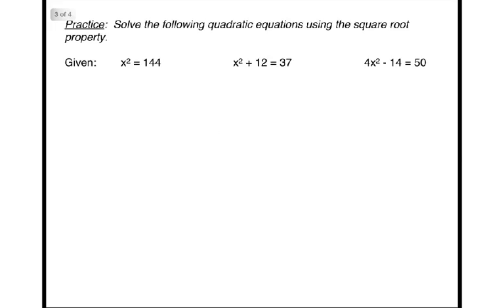Here are some practice problems for you to try, and the next page has the answer key.